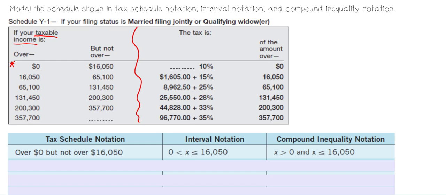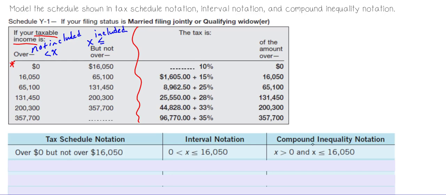So what we have to remember is when we're looking at over means it's not included. So that means this amount would be less than x, but not over means that amount is included, so it would be, x would be less than or equal to, and that's how we would list it.